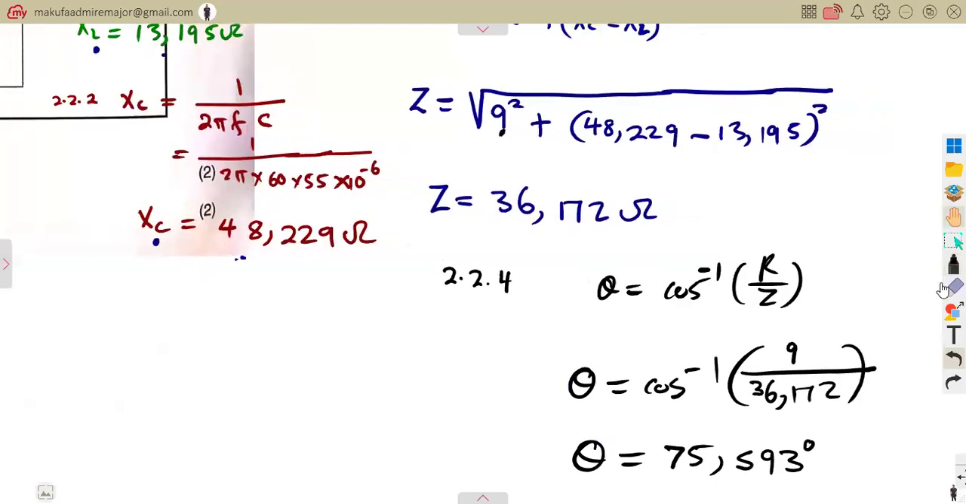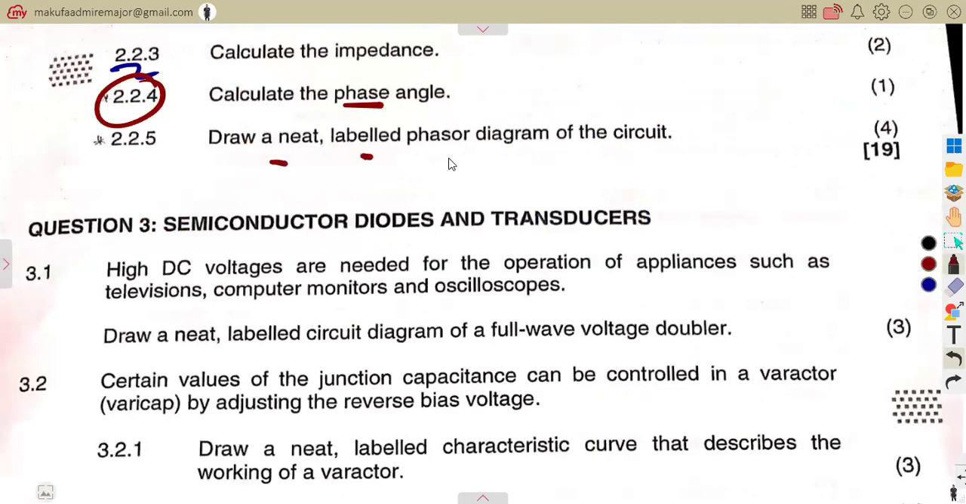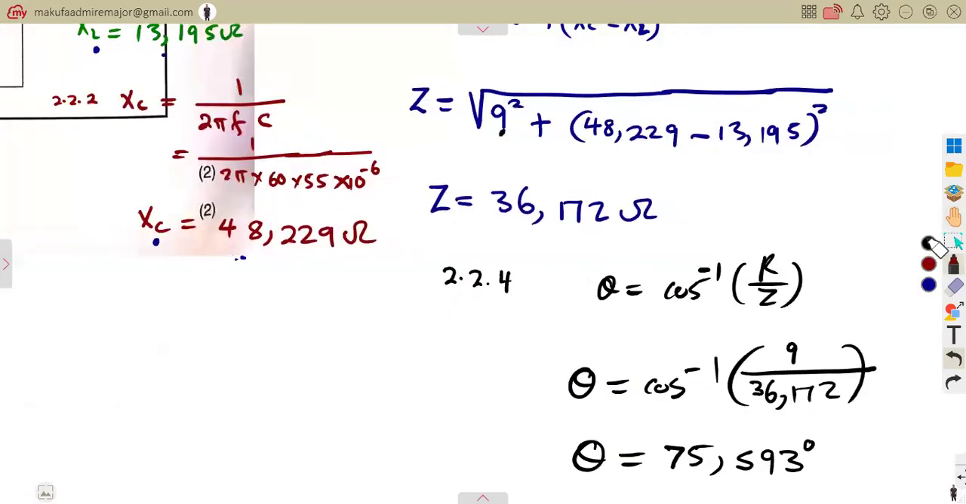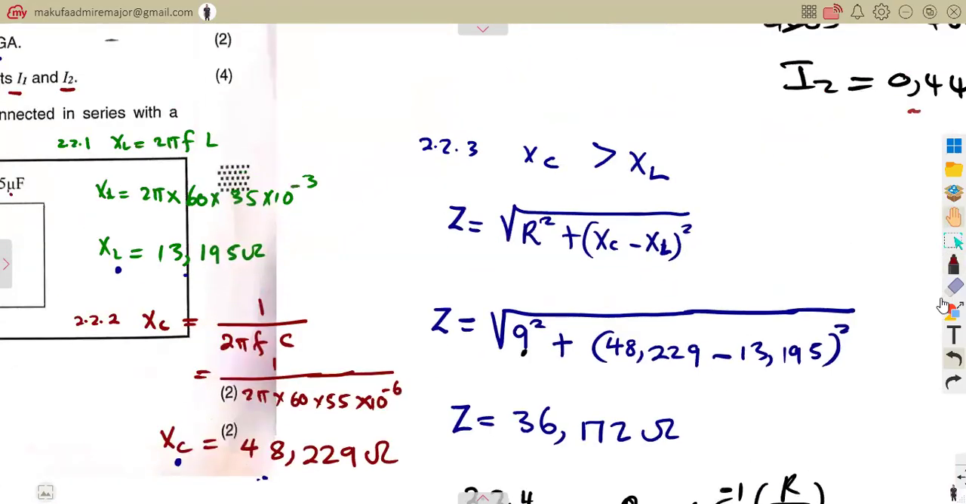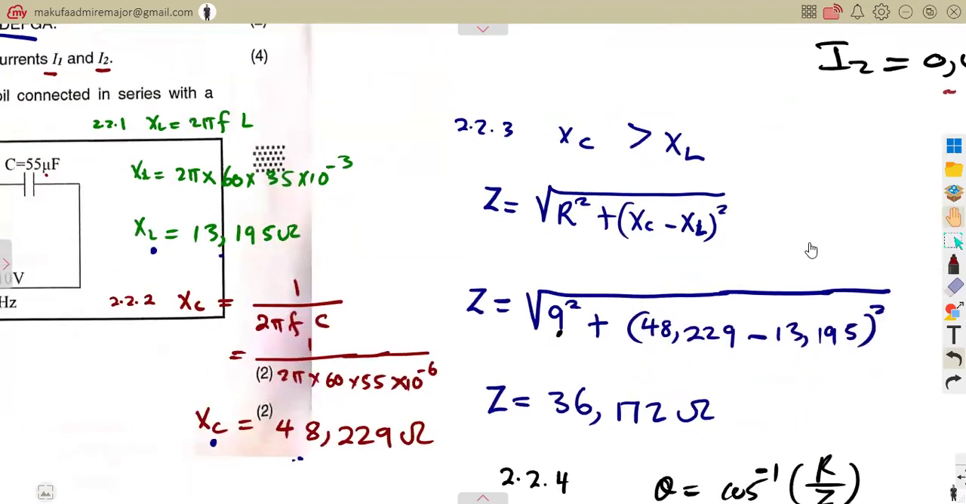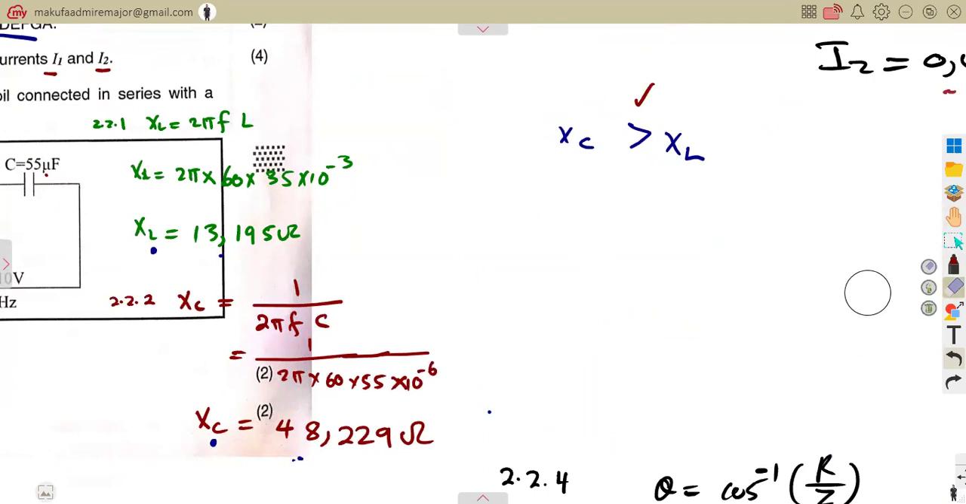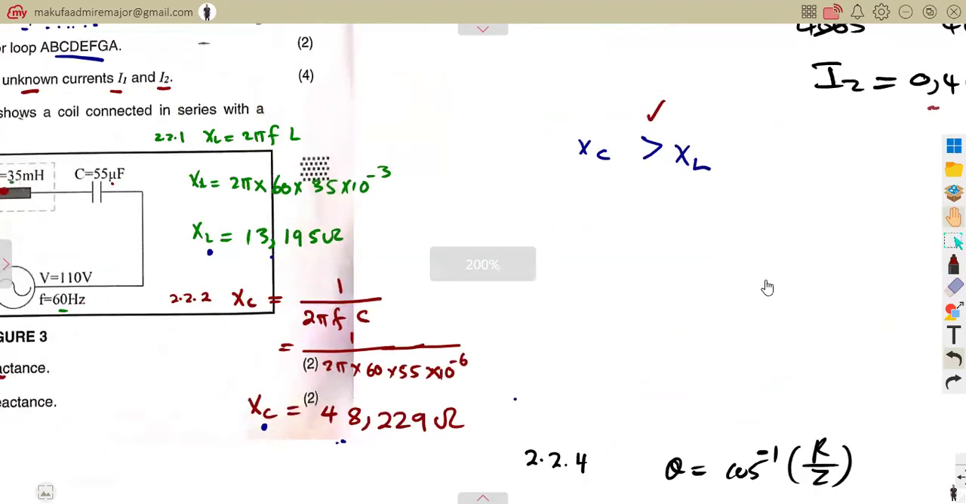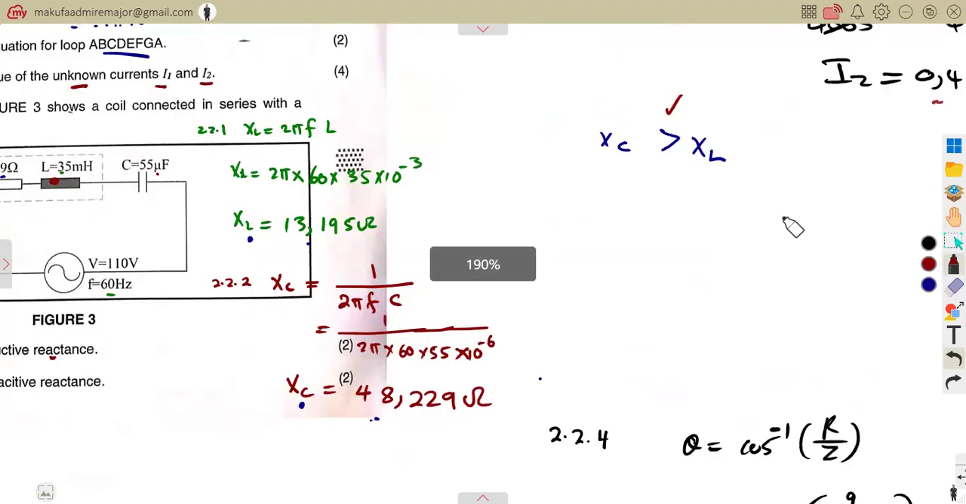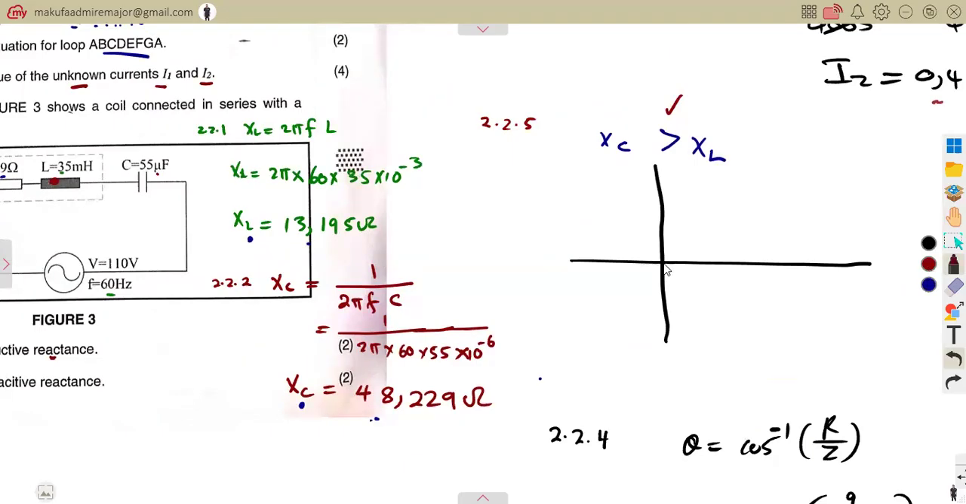Then the last part, it was now to draw a neat labeled phasor diagram of the circuit. So we have considered, in this case, remember we said XC is greater than XL. So from that, it is more capacitive. You take it as more capacitive because our XC is bigger than XL. If it was a condition that XL is bigger, then it was going to be more inductive, but this one, it's more capacitive. Remember, for capacitive, you work on this region.